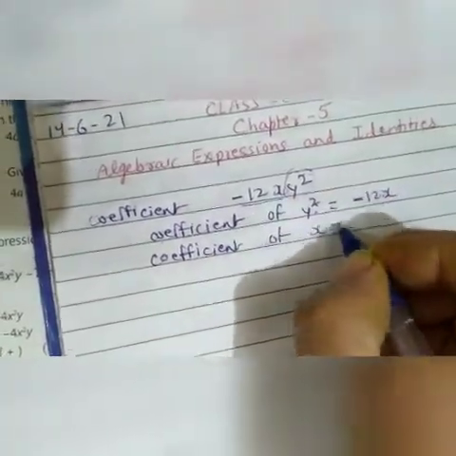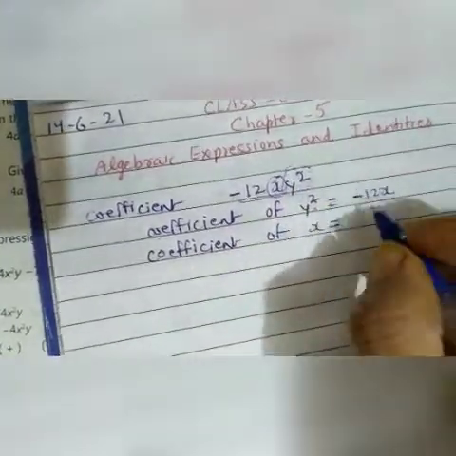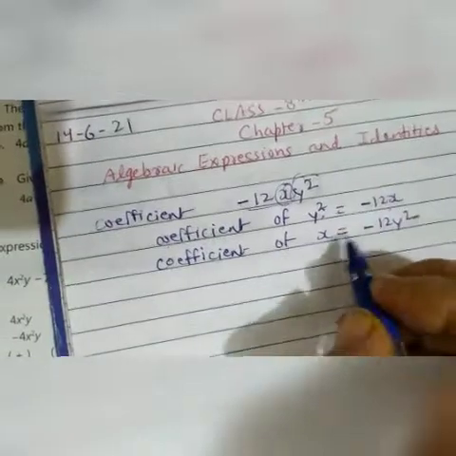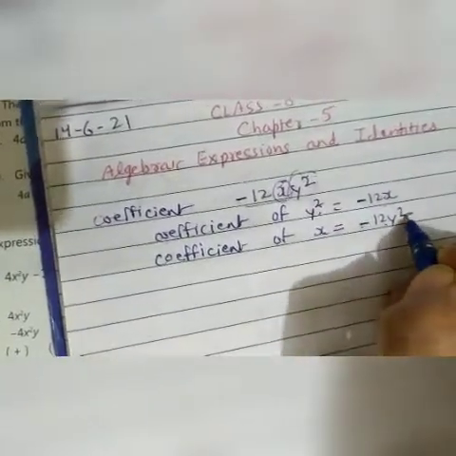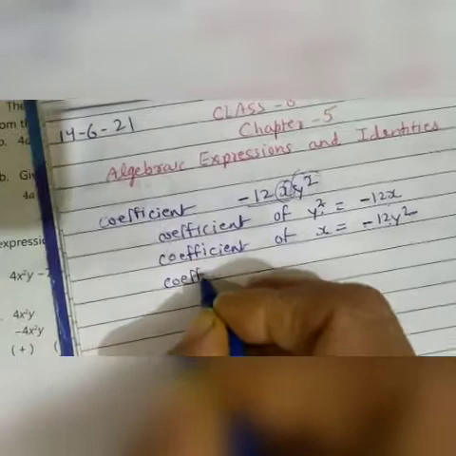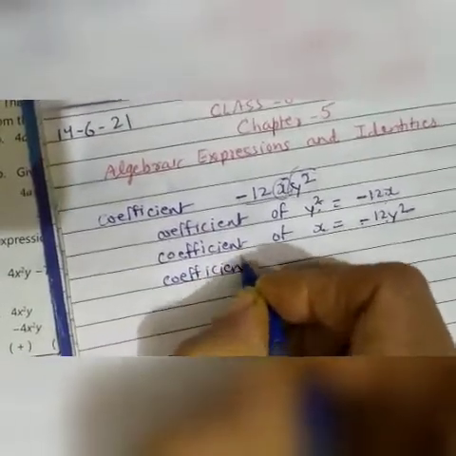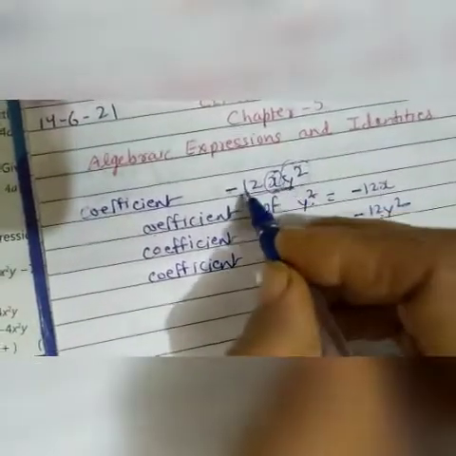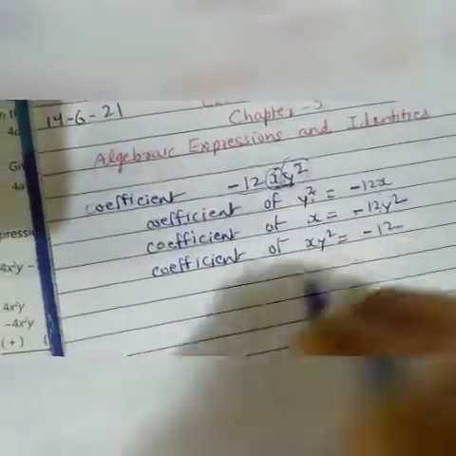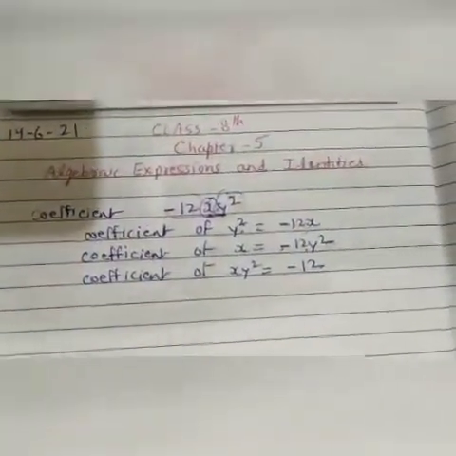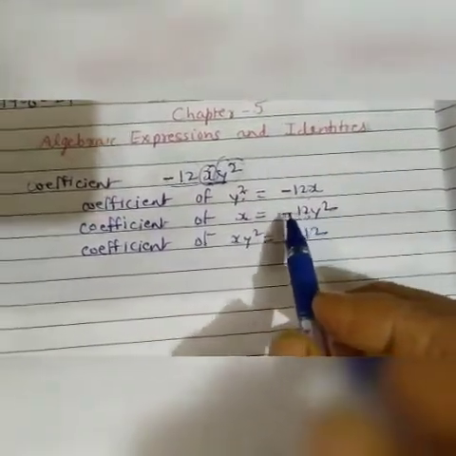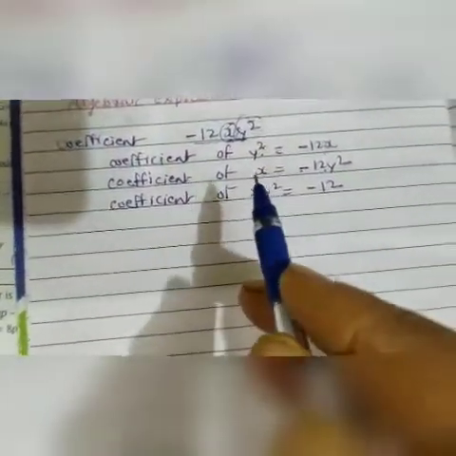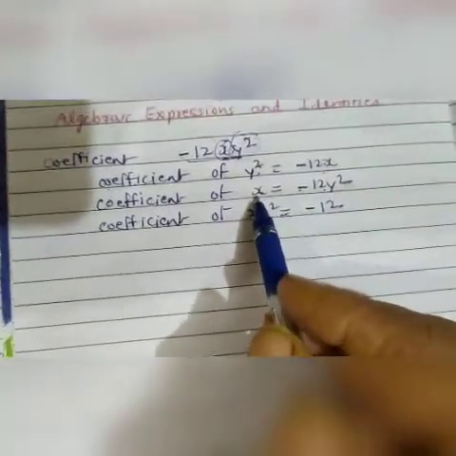the coefficient of this x, now leave this x. What is remaining? Minus 12y square. Coefficient of x is equal to minus 12y square. If I am asking the coefficient of xy square, now leave xy square. What is remaining? Minus 12. This is the way how we know the coefficient. You leave that term for which you have to find out the coefficient.